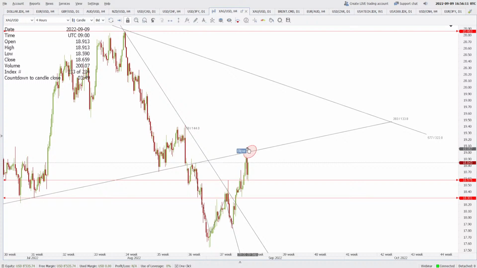Okay, and if it enters inside this triangle, there is a possibility to go to 20.86, but right now, no.